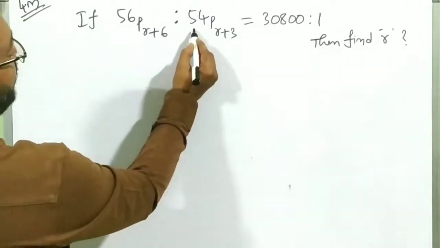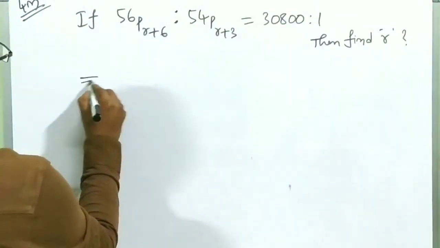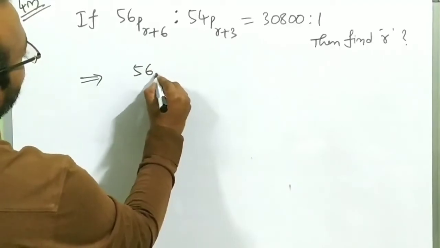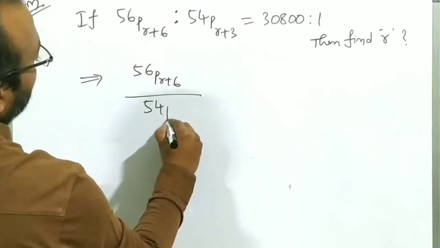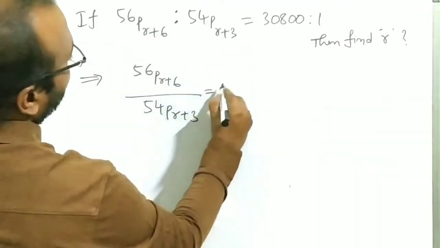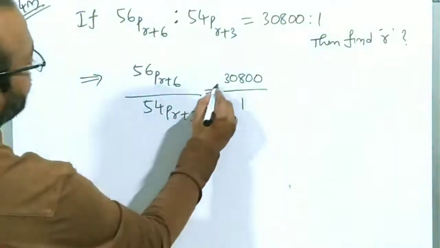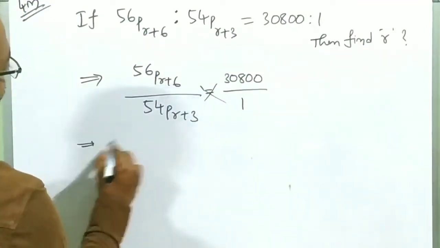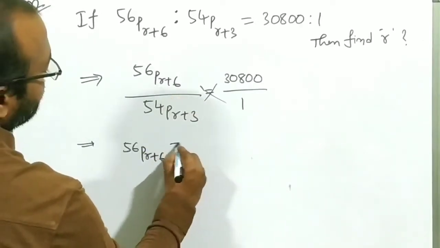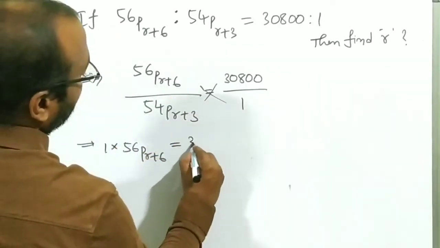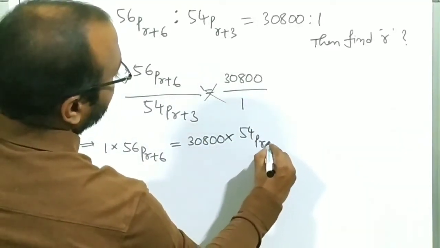56P(r+6) is to 54P(r+3) is equal to 30,800 is to 1. So how can we write this one? 56P(r+6) by 54P(r+3) equal to 30,800 by 1. First take the cross multiplication. Now 56P(r+6) into 1 is equal to 30,800 into 54P(r+3).